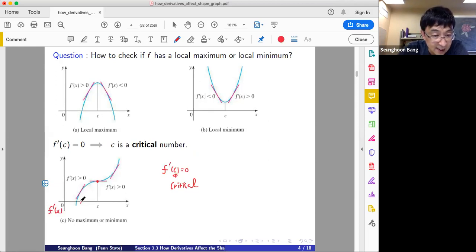X is less than c. Choose this point, draw a tangent line, the slope is positive. You choose a point where x is greater than c. You can choose this point, the slope is also positive. What does it mean? The sign of f prime of x is not changed. Positive, positive, but c is a critical number, so we don't have a local maximum, we don't have a local minimum.